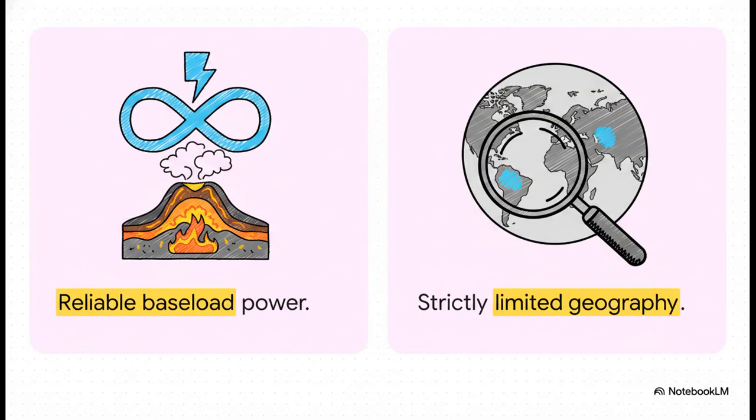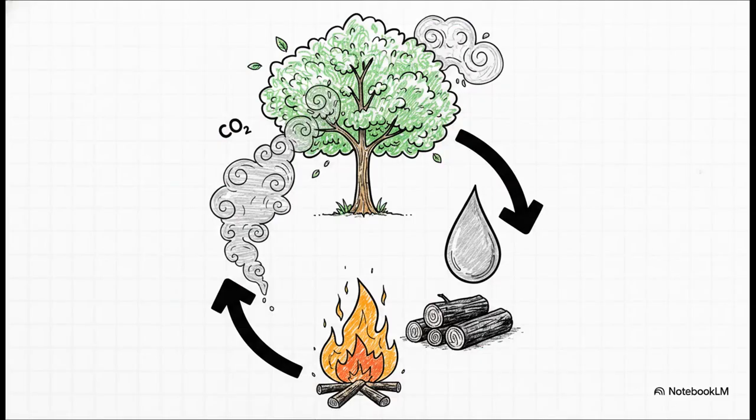Geothermal is fantastic because it provides what we call reliable baseload power. The Earth is always hot down there, right? So it generates electricity 24 hours a day, 7 days a week, with very low emissions. However, the big disadvantage here is that you're strictly limited by geography. You can't just slap a geothermal plant anywhere. You have to be in specific locations where the Earth's heat is actually accessible near the surface, like in Iceland or parts of California.